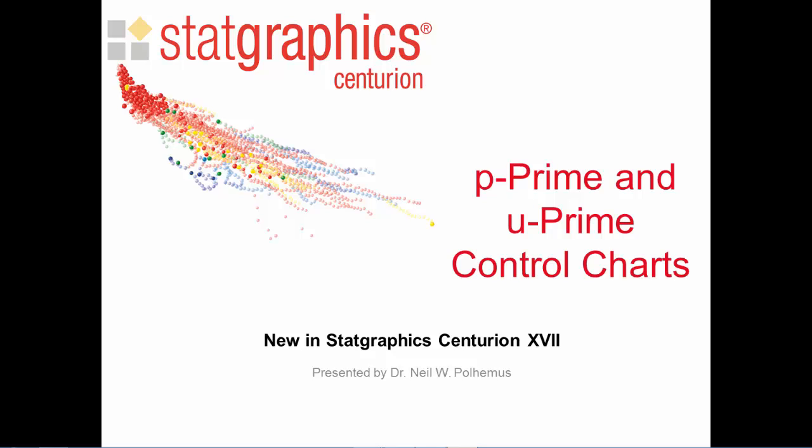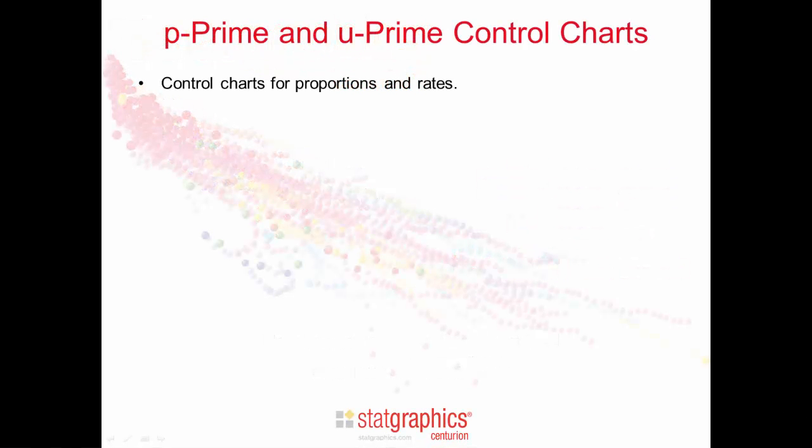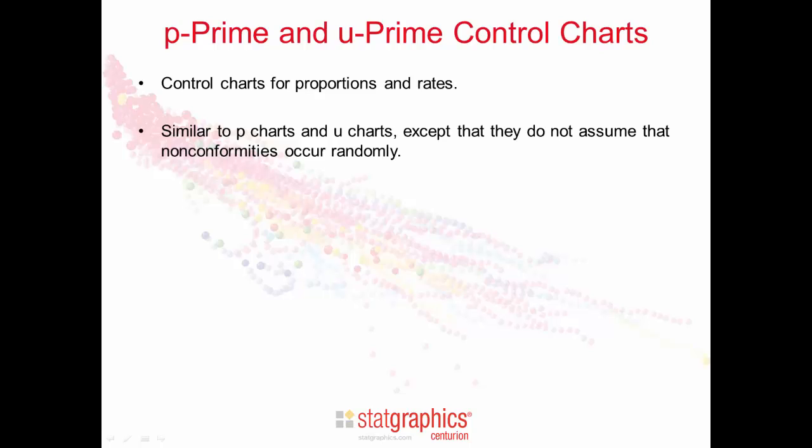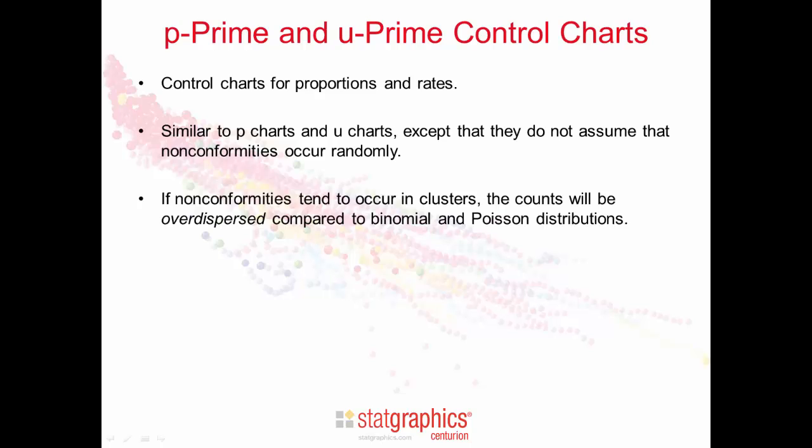This video describes new P' and U' control charts that have been added to Statgraphics Centurion version 17. P' and U' control charts monitor attribute data by plotting proportions and rates. They're similar to P charts and U charts, except that they do not assume that nonconformities occur completely randomly.